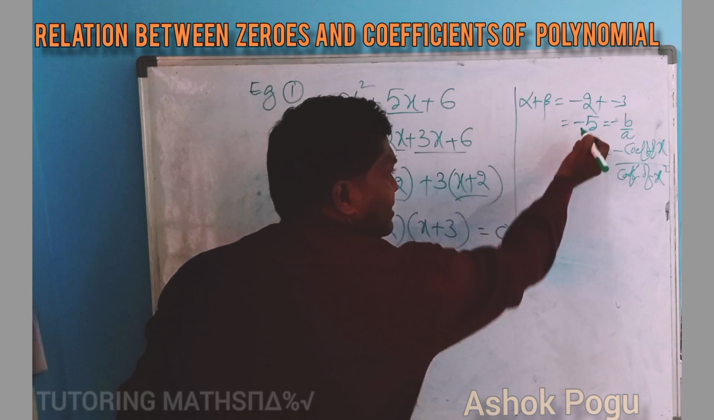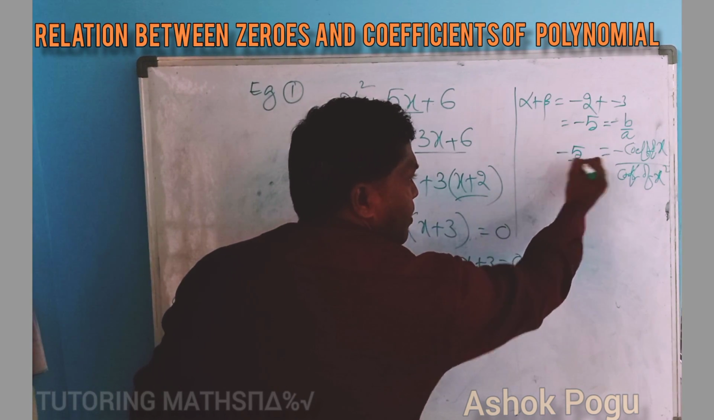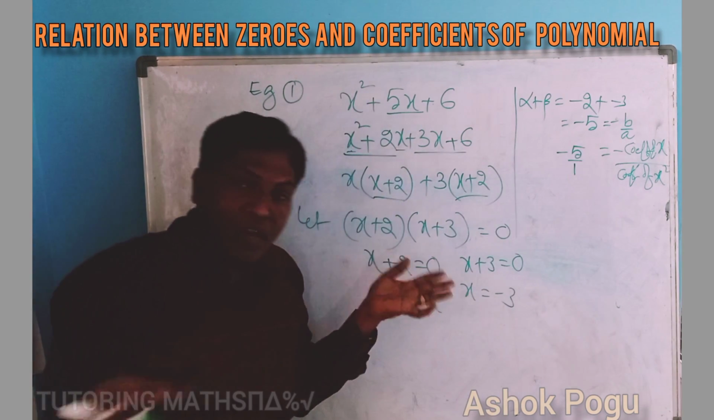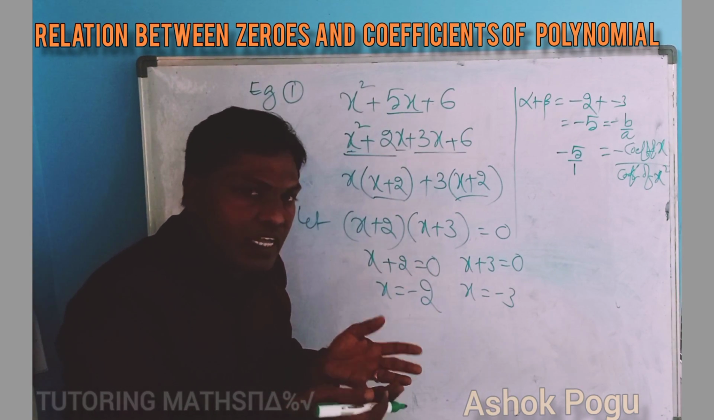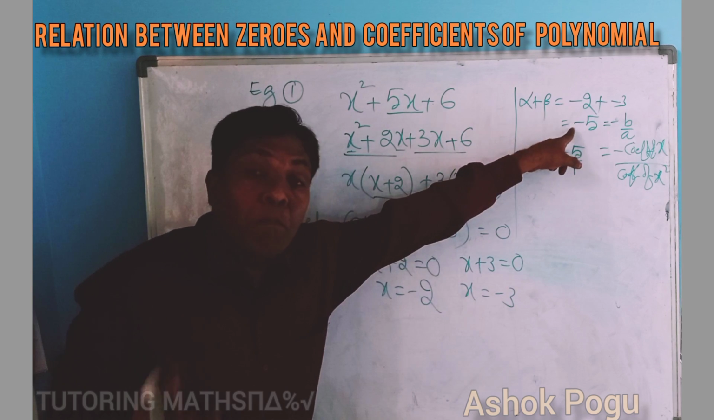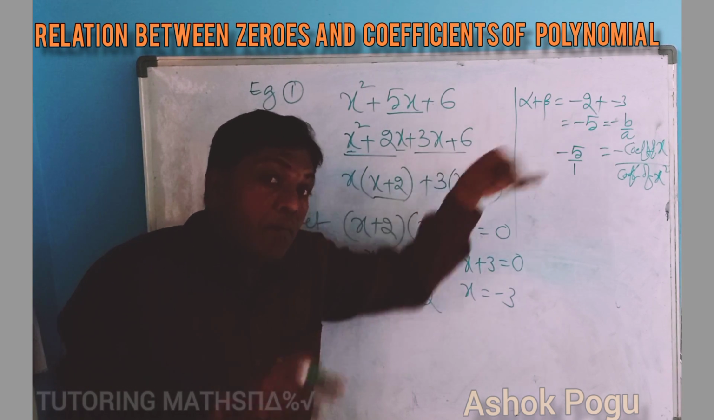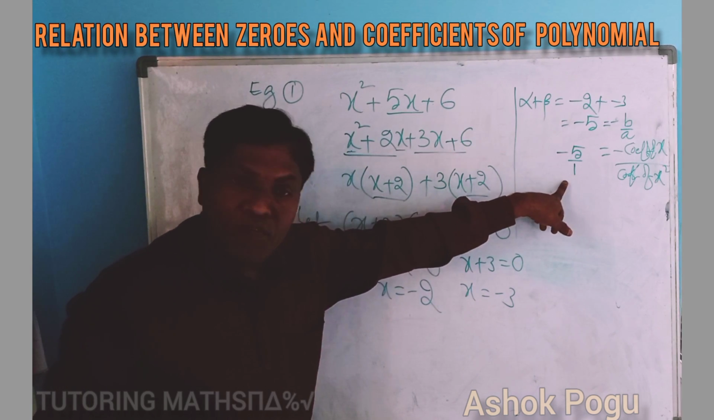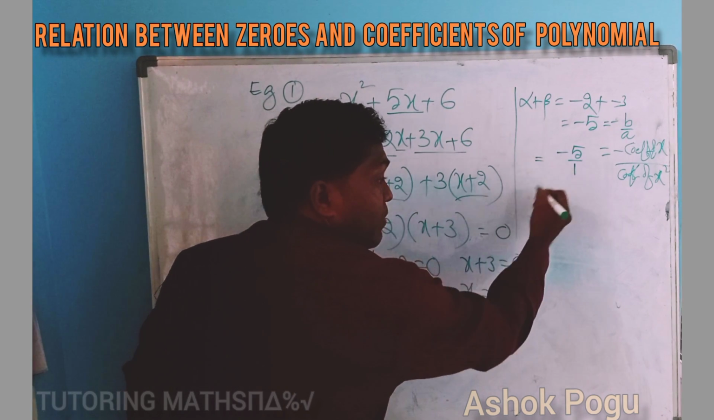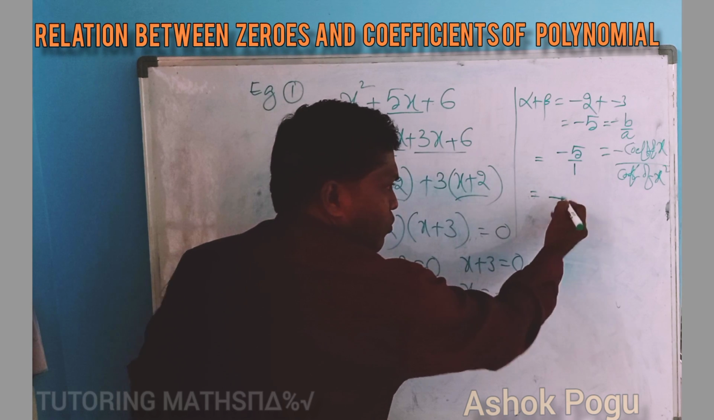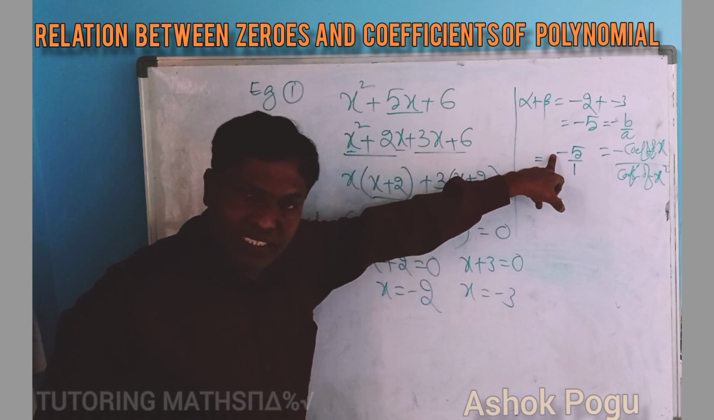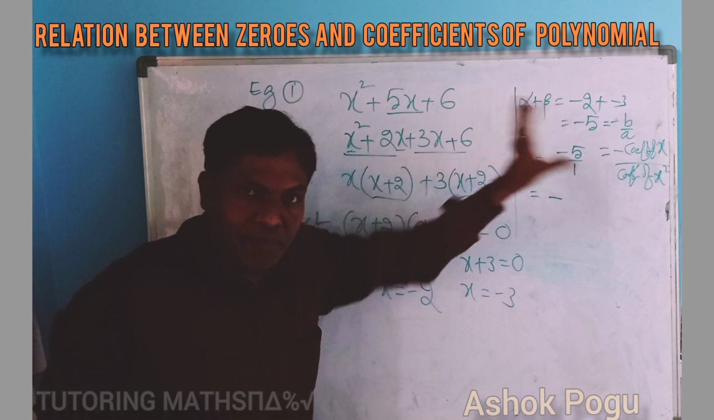But we got the result as minus 5. You can take minus 5 as minus 5 by 1, because there is no fraction actually. The result is minus 5, which can be written in fractional form as minus 5 by 1. Now let us check. Minus is there in the formula. We got the same symbol.